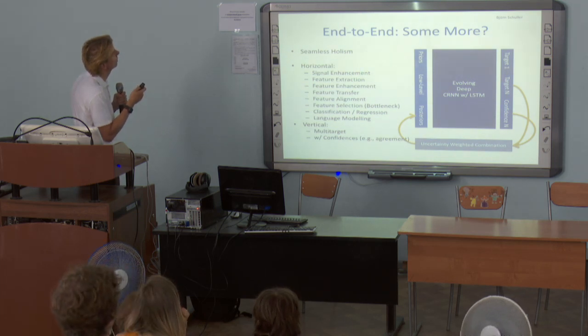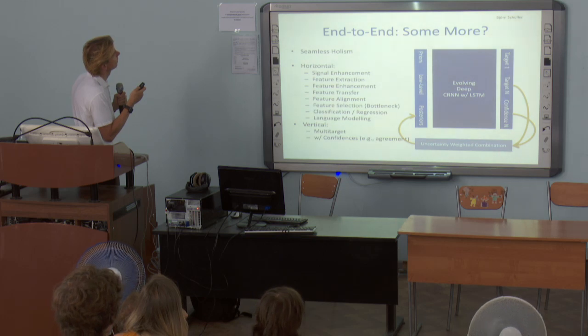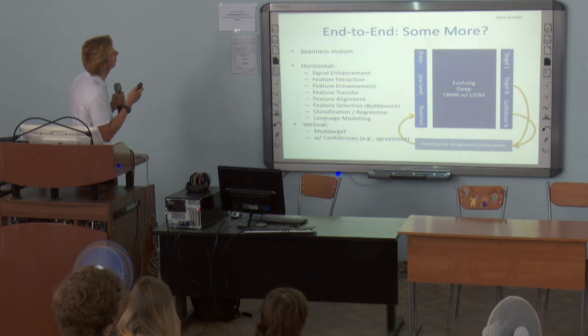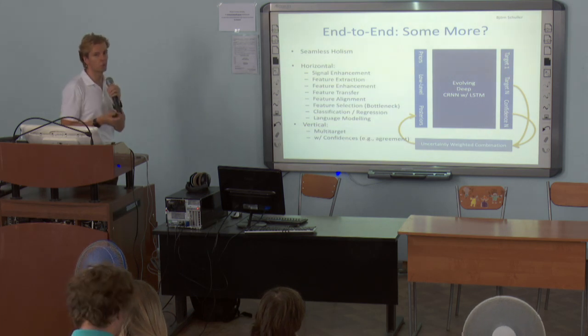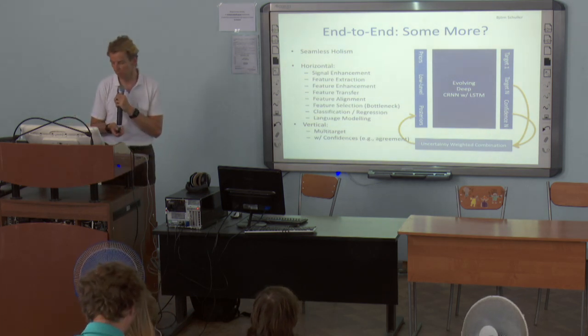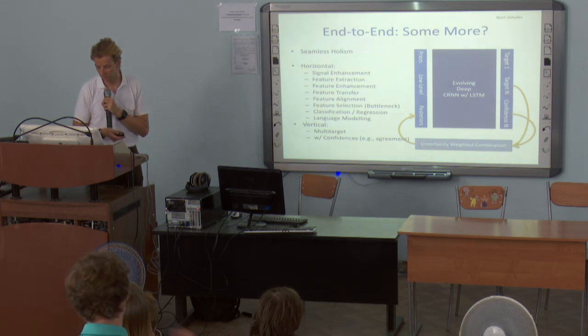I've shown to you the deep alignment. We can do some feature selection by simply introducing bottlenecks in the network, meaning layers with fewer neurons to enforce feature selection.